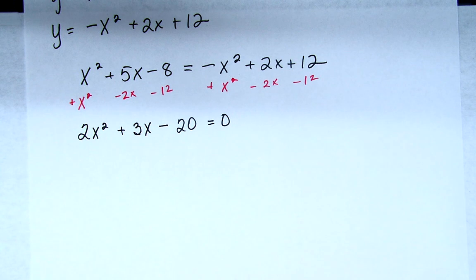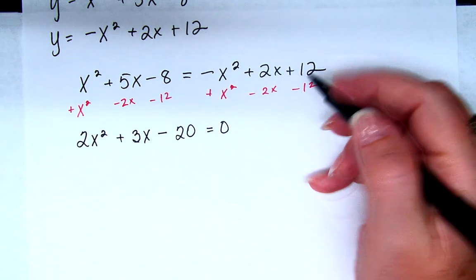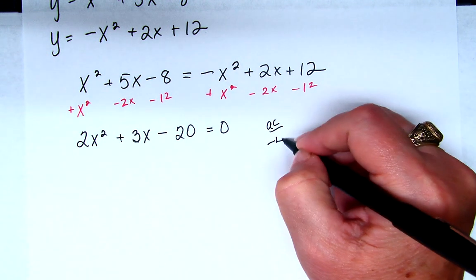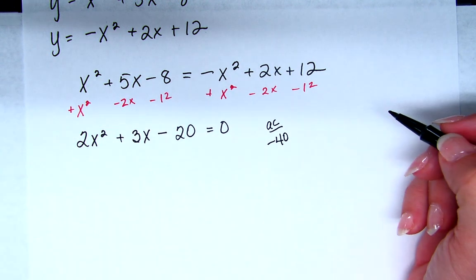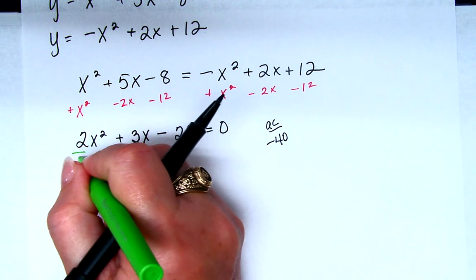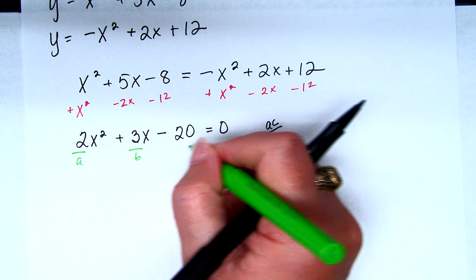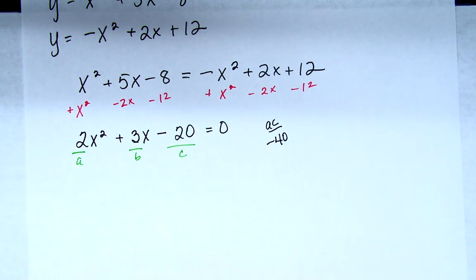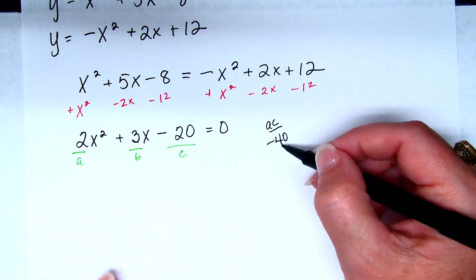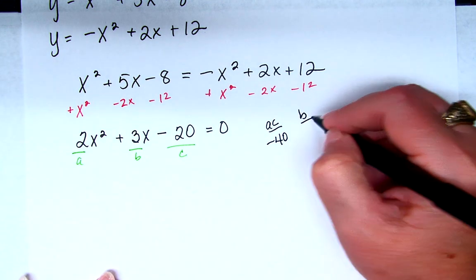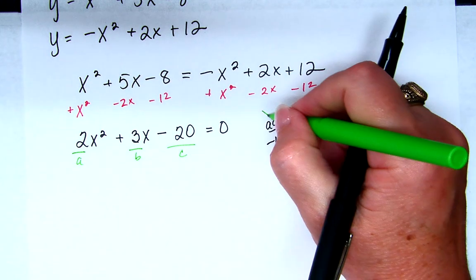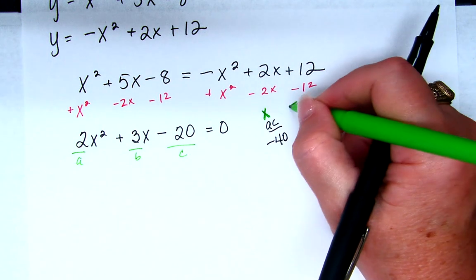We could try to factor it for sure, right? So AC, negative 40, right? A times C, do you remember this? A is here, B is here, C is here. So first we find AC. AC is negative 40, because 2 times negative 20 is negative 40. And then what's B? 3. So what two numbers multiply to be AC and add to be B?